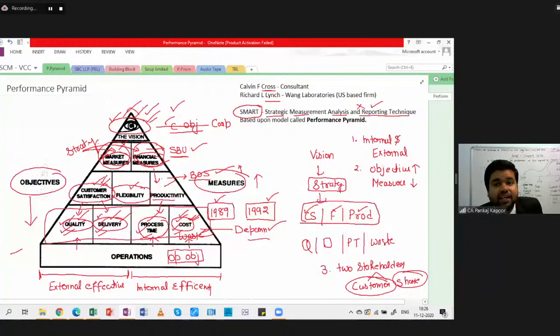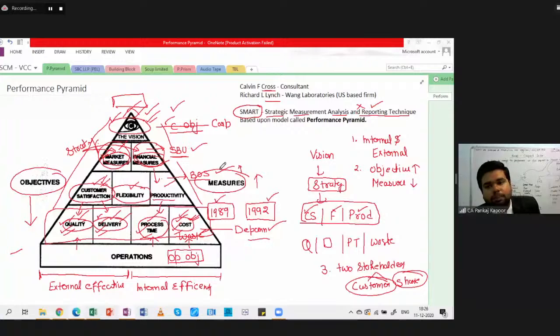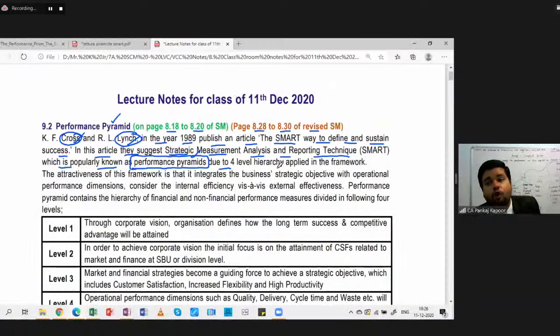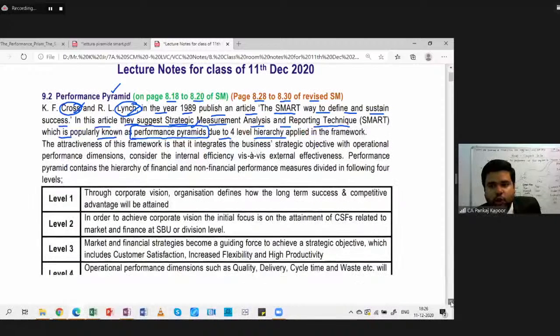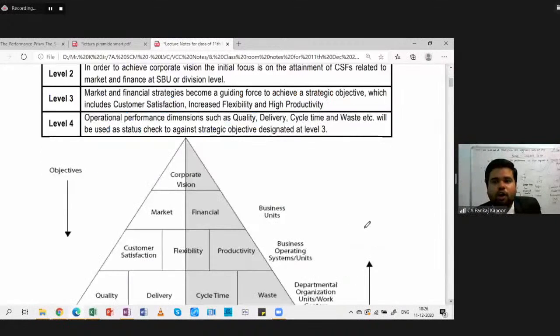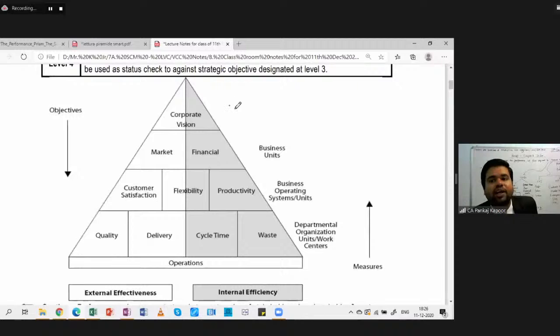Hence, it creates a shape of what? It creates the shape of a pyramid. So that's why the name given to the model by the 2 gentlemen is performance pyramid, due to the 4 hierarchy levels. What are those 4 hierarchy levels? You already understand the 4 hierarchy levels along with me. This is the corporate level, the head office. This is the strategic business unit level.